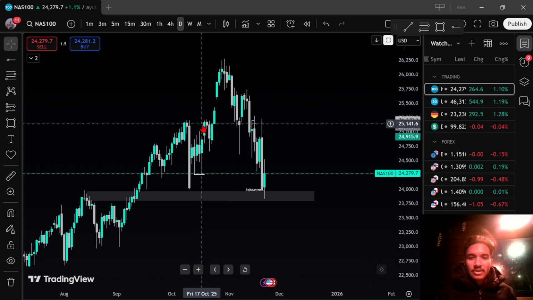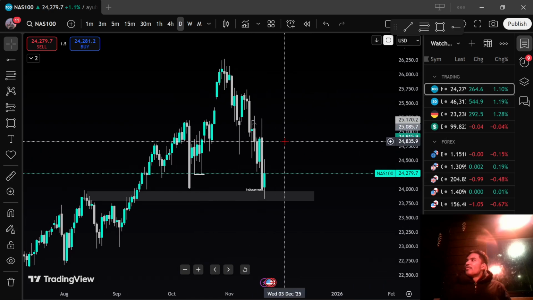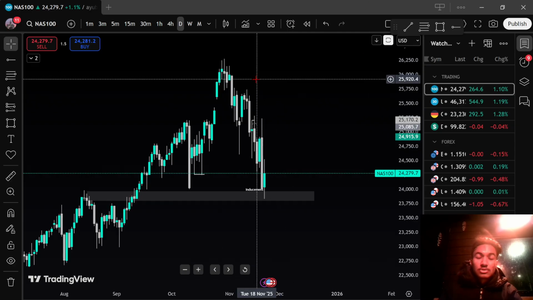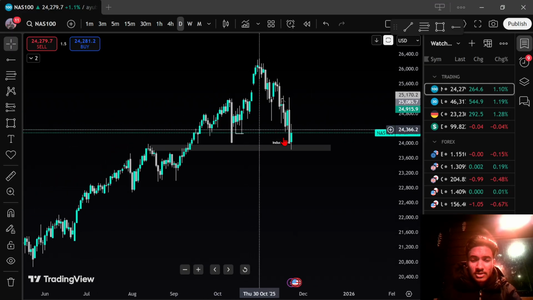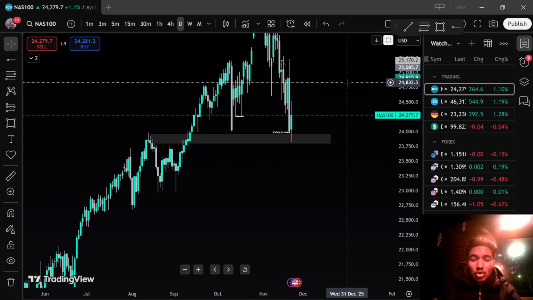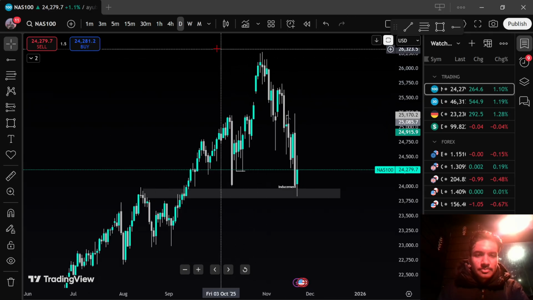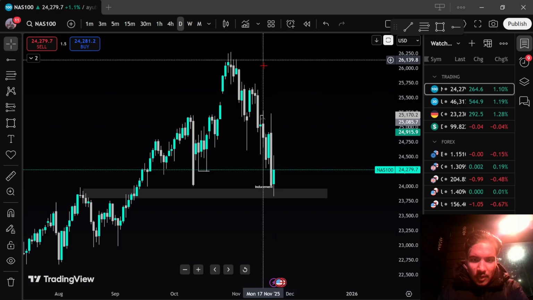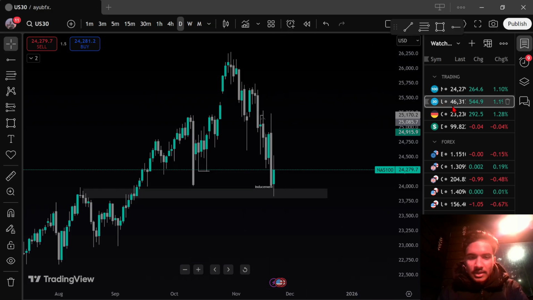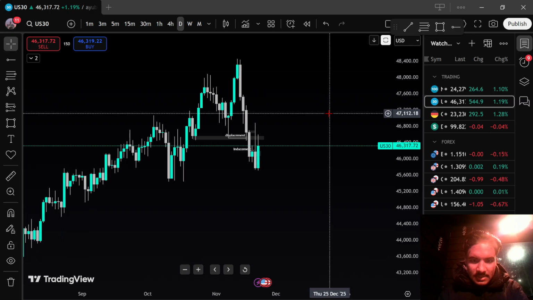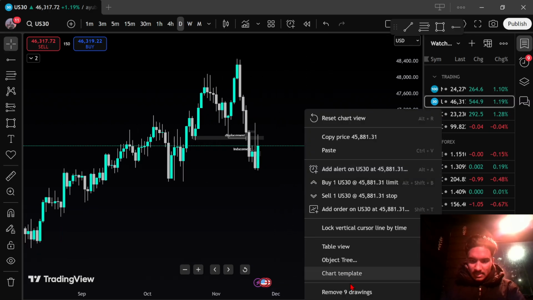So now that you are familiar with these two ways of how price moves, essentially, the next thing is draw on liquidity. Now this is a really hard concept to kind of explain. Draw on liquidity is basically the next point of liquidity that price is trying to reach. Do you get me? So, for example, let me go on to the US 30, the Dow. Okay, let me delete this.